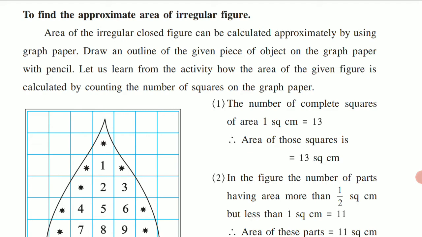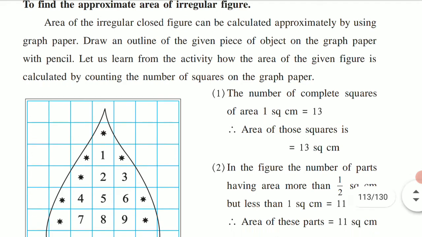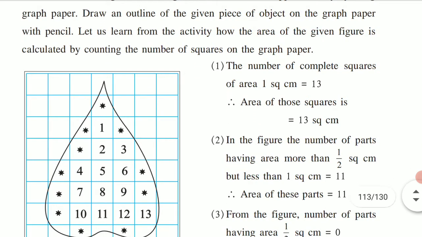For this purpose, we require one graph paper. One example is given here: to find the approximate area of an irregular figure. Area of an irregular closed figure can be calculated approximately by using graph paper. Draw an outline of the given piece of object on the graph paper with a pencil. Let us learn from the activity how the area of the given figure is calculated by counting the number of squares on the graph paper.